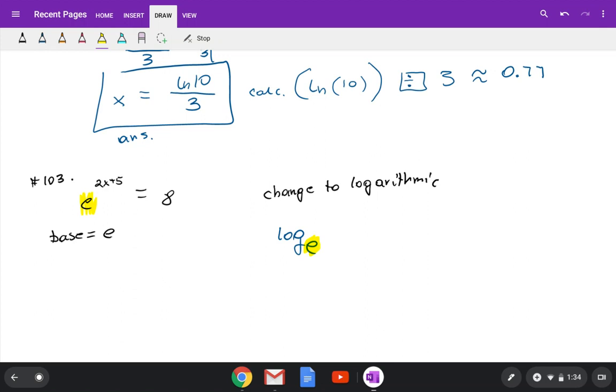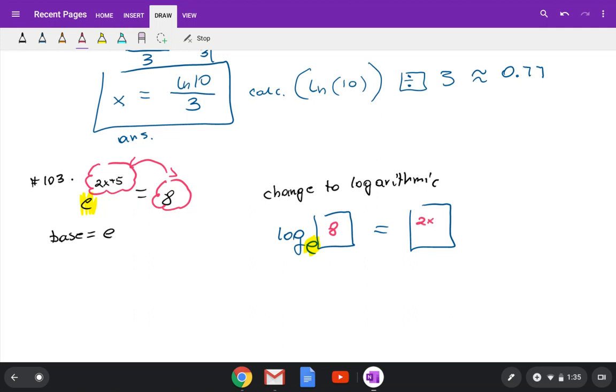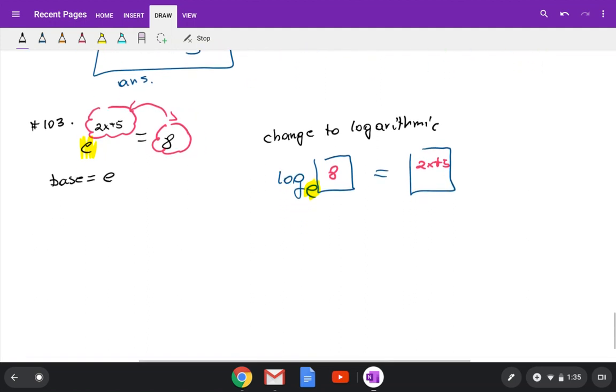And now I need the expression which goes next to log, equal, and another expression. Since I'm creating the inverse, those two will switch position. So now in my log next to the base, I'm going to have 8. And outside, it's going to be 2x plus 5. The same idea. Don't forget that when you have logarithm of base e, this is just ln.